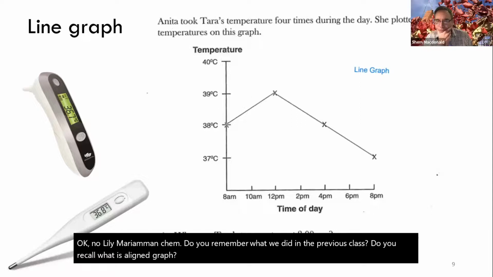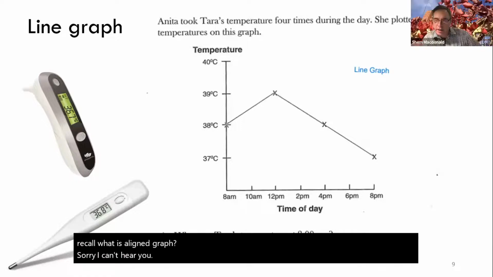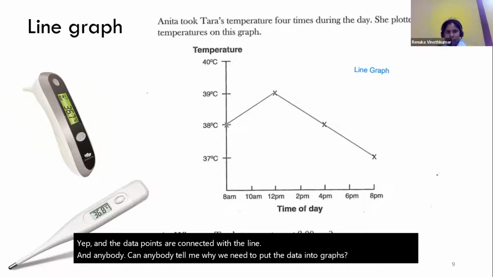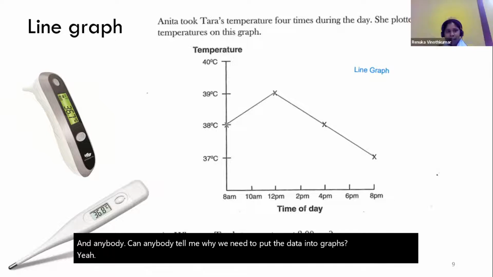A graph with 2 axes, is it? Sorry, I can't hear you. A graph with an X and a Y axis, is it? Yep, and the data points are connected with a line. And can anybody tell me why we need to put the data into graphs? So that you know the trend. That's one purpose of it. Yep, any other answers? To visually represent it and compare it with other variables, probably.